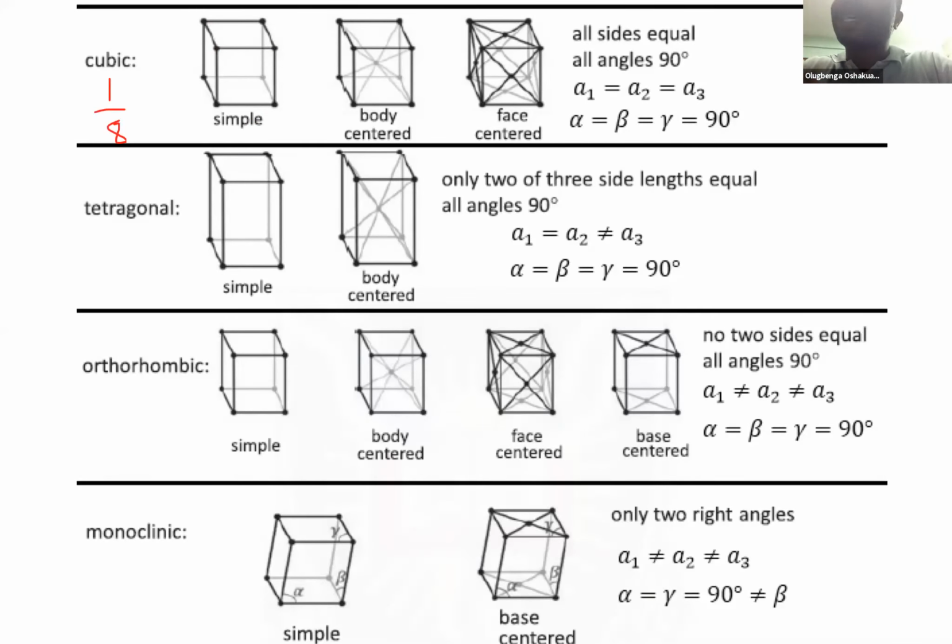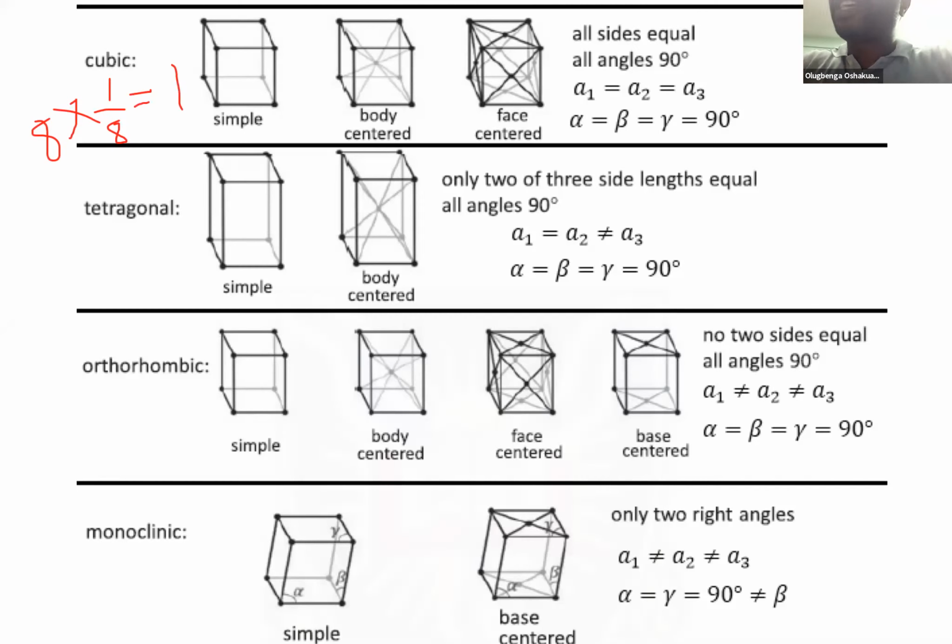Of its value to that cell. So we have 8 corners, each contributing 1/8 of its value to that cell, and they are contributing the other 7/8 of their value to neighboring cells. So that means the number of lattice points we have in this simple cubic is 1.